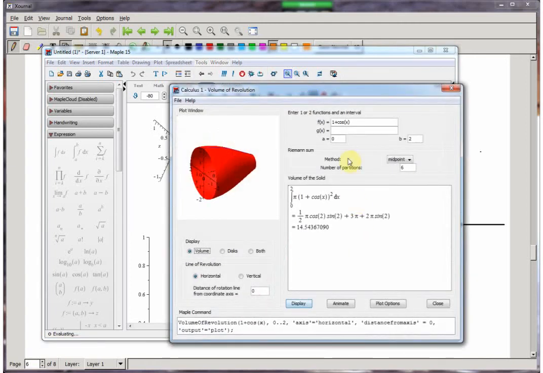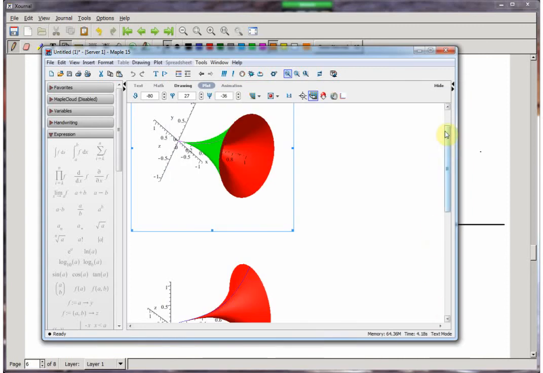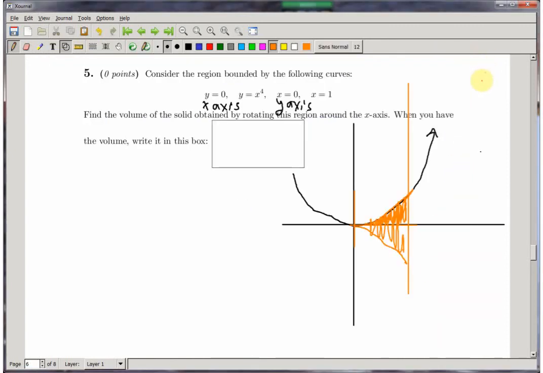Okay, so volume of revolution. What's the curve that we're interested in? It's basically x to the fourth, and we're going from a equals 0 to b equals 1. So show me this one. And this is what it looks like. It looks hollow, but it's really solid. This thing is just cutting right to the chase here. We can see that the answer should be pi over 9, so let's make sure we get that. So close this, and let's go back here.